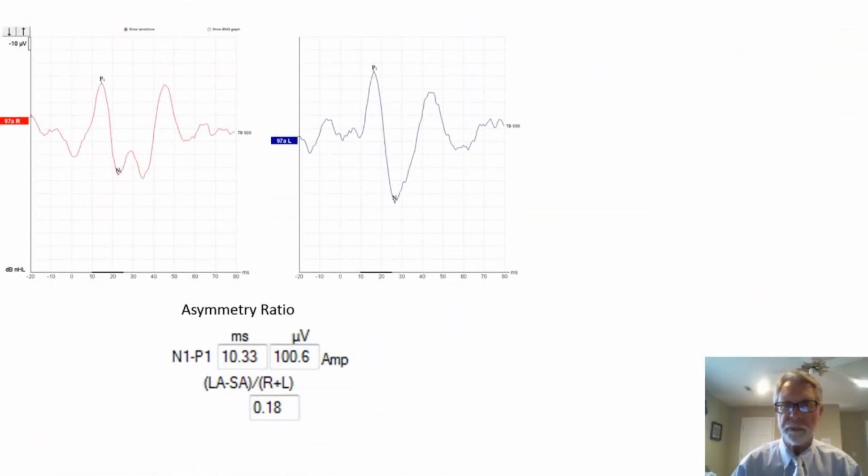Here's a cervical VEMP that I did on myself, and I simply marked P1 and N1 on both right and left side. And then the system naturally displayed the amplitudes of both of them and latencies as well. And then it calculated right there the asymmetry ratio for me. And you know that an asymmetry ratio that is lower than 0.35 is considered normal.